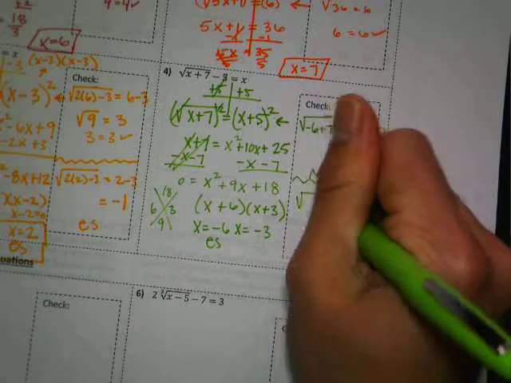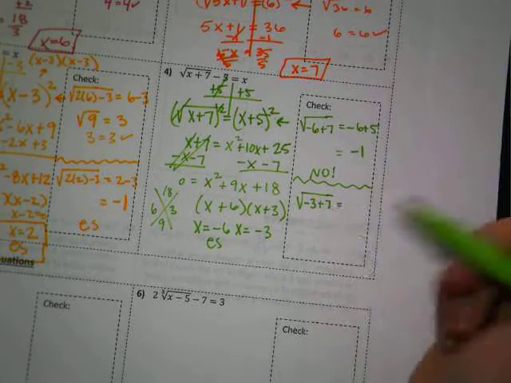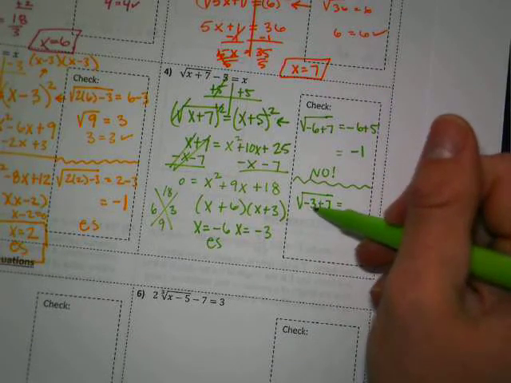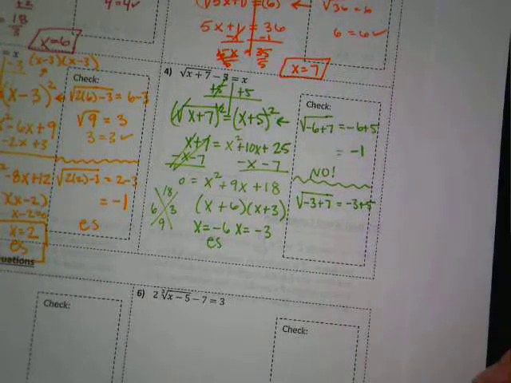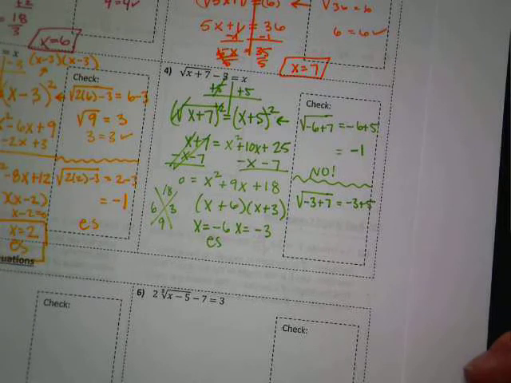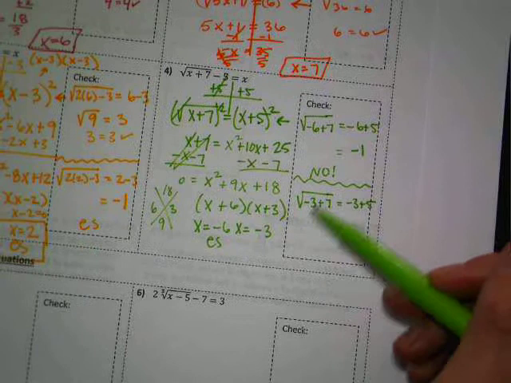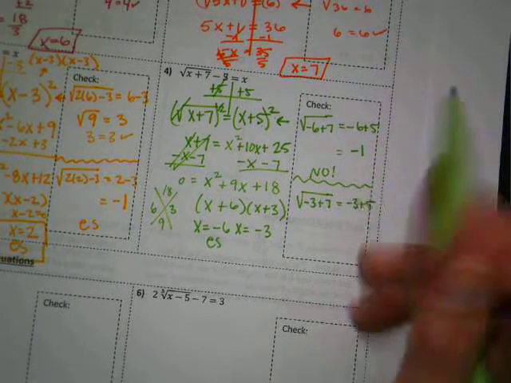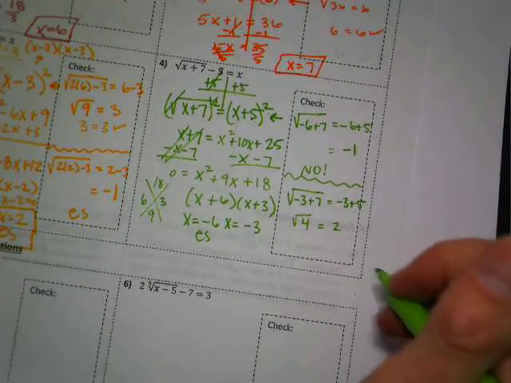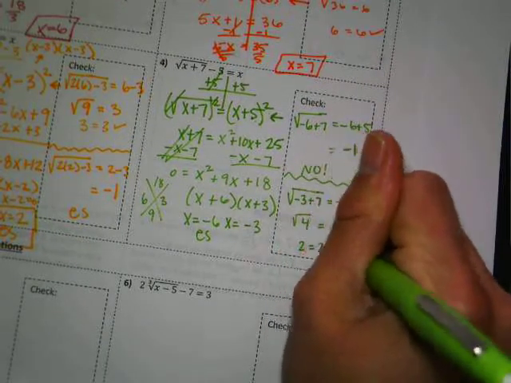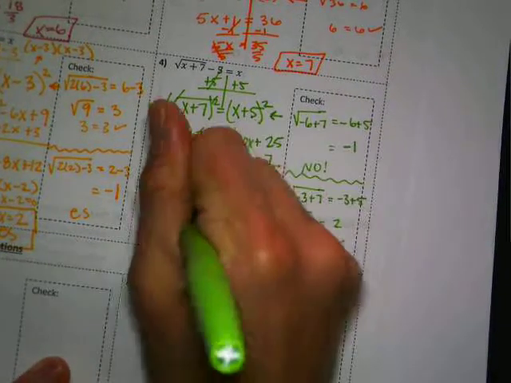All right, so let's check the other one. Square root of -3 plus 7 equals -3 plus 5. It's not negative. So the square root of 4 equals 2. Good. And then -3 plus 5 does equal 2. So yay, that one works. So -3 is the solution.